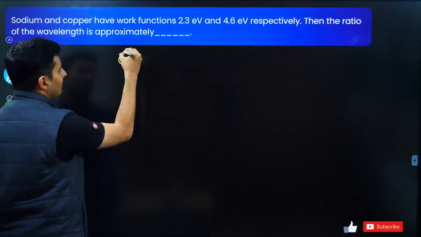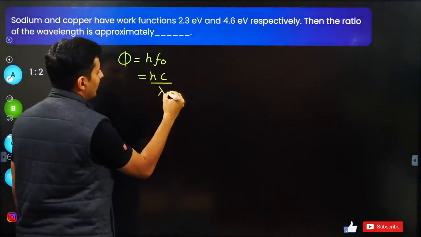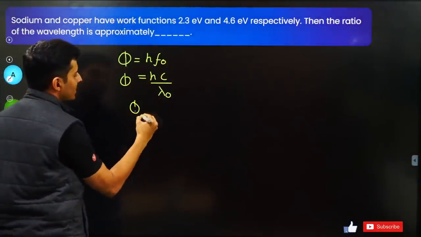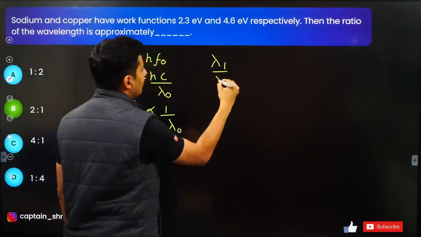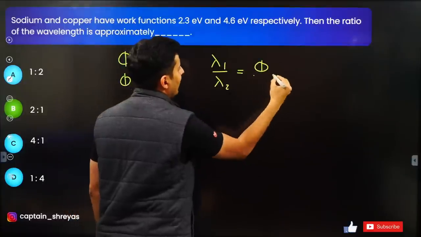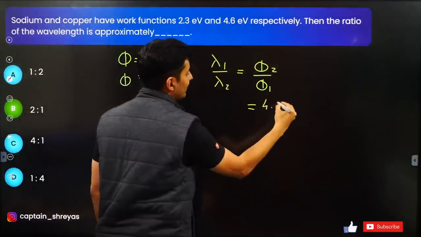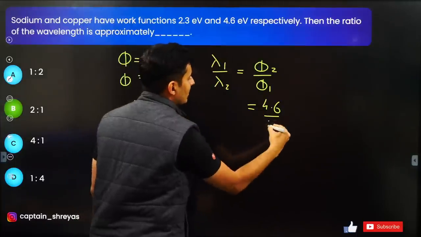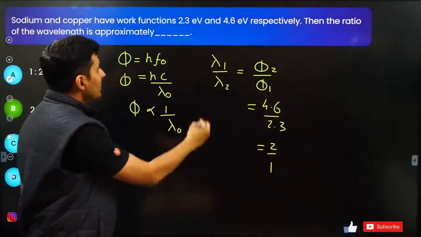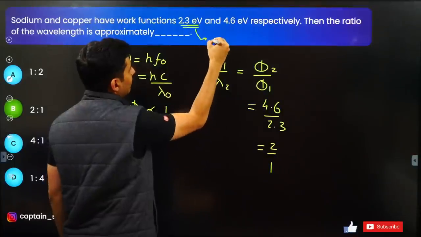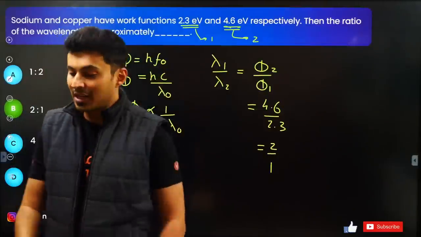We all know work function is h f naught, so it is h c by lambda naught. Or rather, work function is inversely proportional to the wavelength. So hence, lambda 1 by lambda 2 will be phi 2 by phi 1. Phi 2 is 4.6, phi 1 is 2.3. So hence, it is 2:1. Order is very important. This will be considered for 1. This will be considered for 2. Order is important. So be careful, guys.